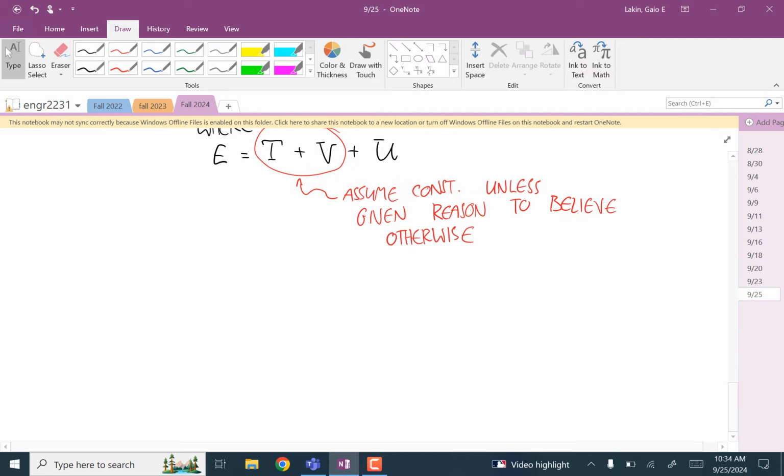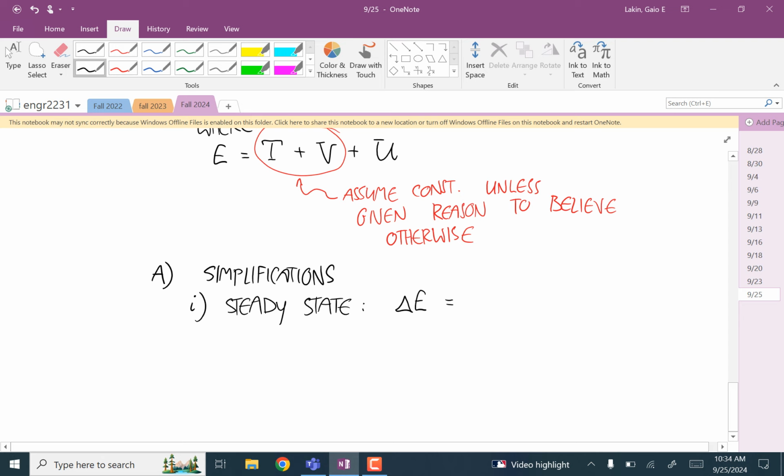There are two simplification terms that are more something on its way, but useful to keep in mind anyways. I know if I've mentioned this so far, it's only been in passing, but one is anytime you hear the term steady state, that means that the change in energy is zero. It really means that any property stays constant.